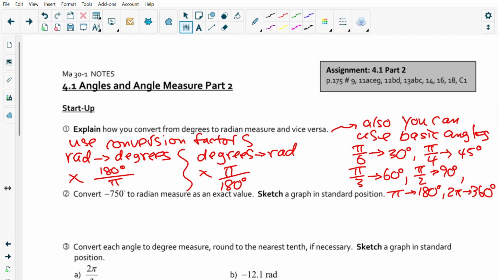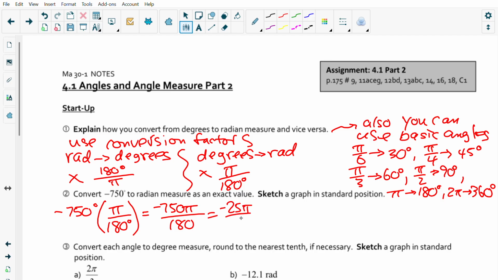Let's convert negative 750 degrees to radian measure as an exact value. Sketch a graph in standard position. So negative 750, remember, it matters that you have that degree sign. Use our radians to degrees conversion factor. Okay, reduce that, I get negative 25 pi over 6.